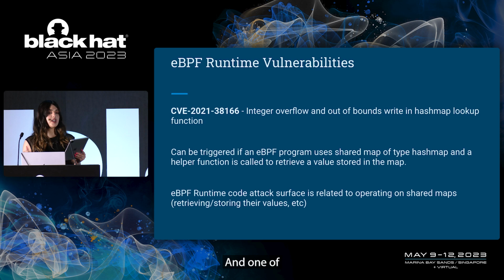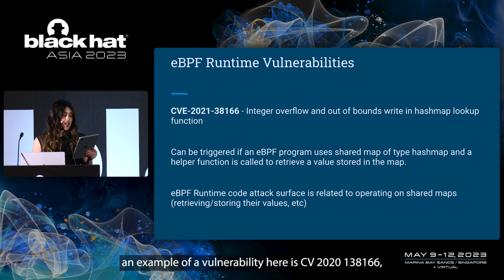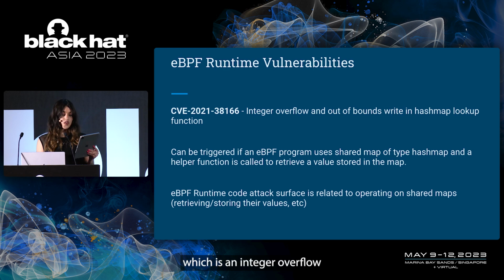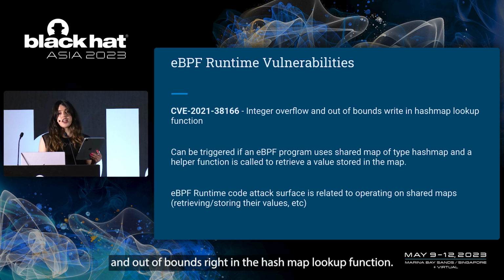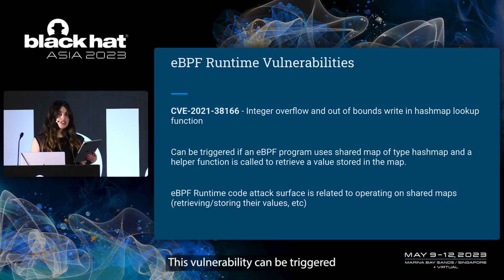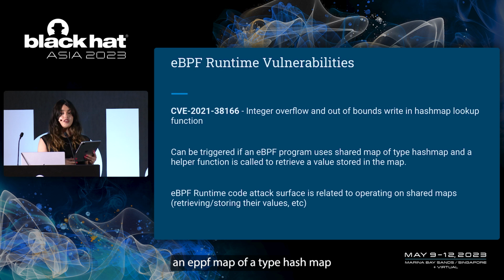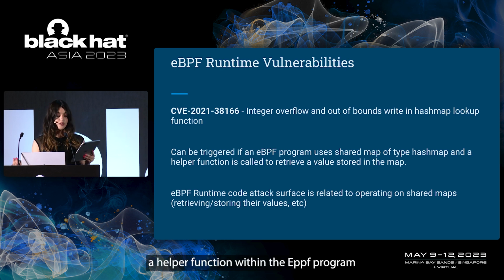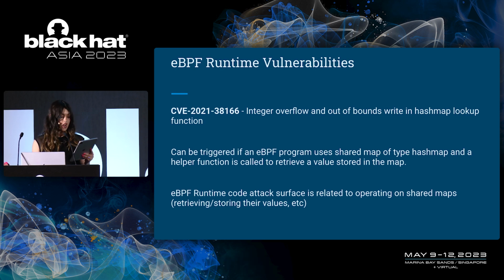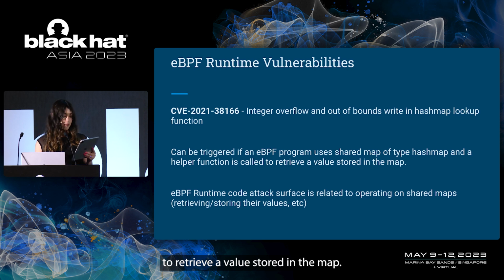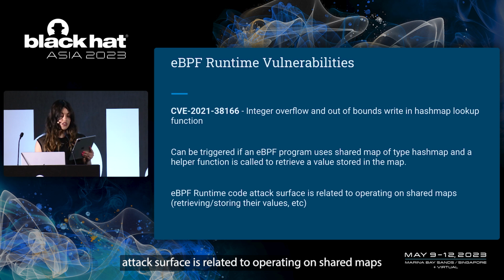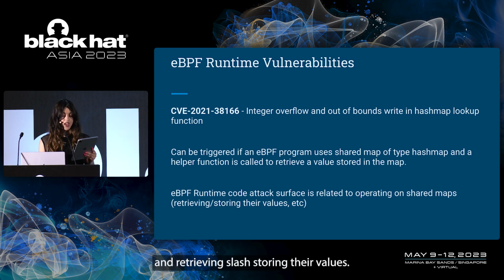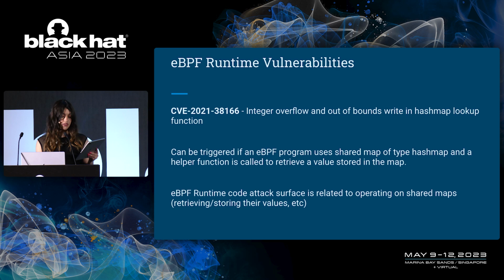And an example of a vulnerability here is CVE-2021-38166, which is an integer overflow and out-of-bounds write in the hash map lookup function. This vulnerability can be triggered if an application creates an eBPF map of type hash map and calls a helper function within the eBPF program to retrieve a value stored in the map. A big portion of the eBPF runtime code attack surface is related to operating on shared maps and retrieving/storing their values.